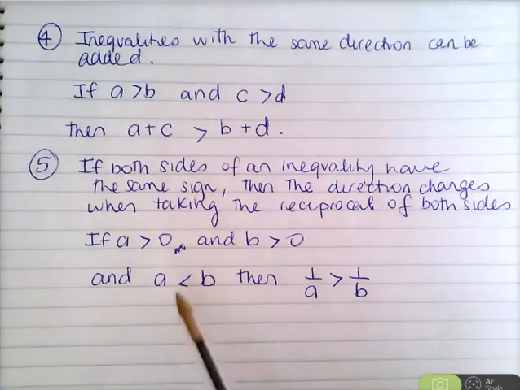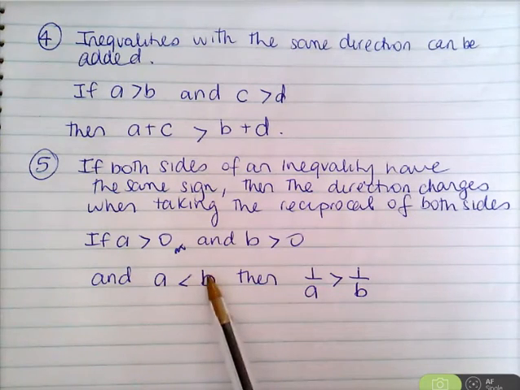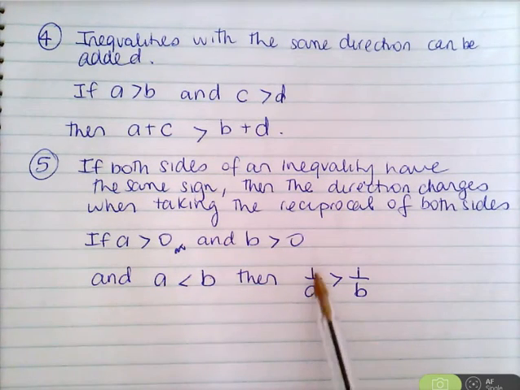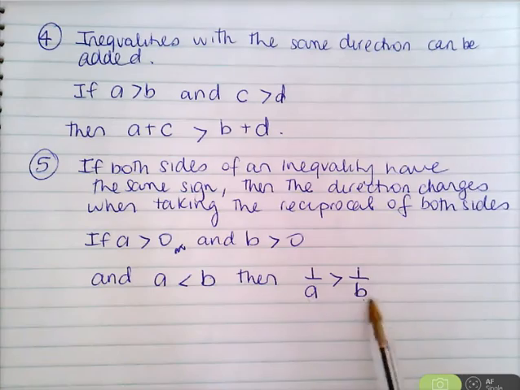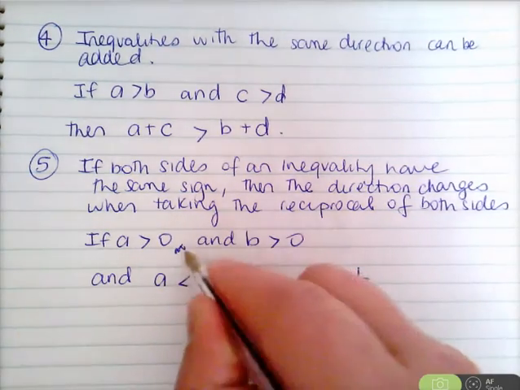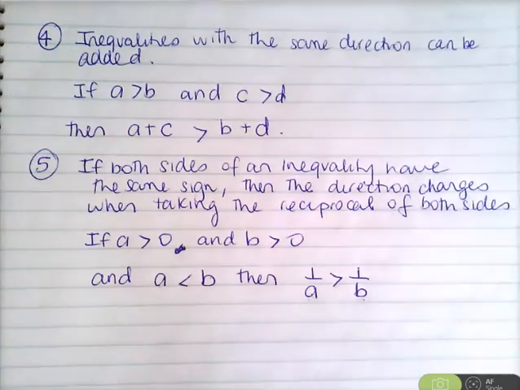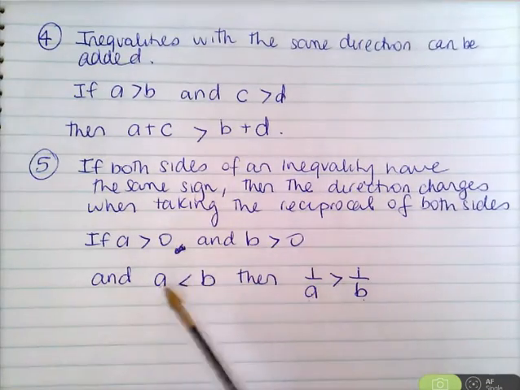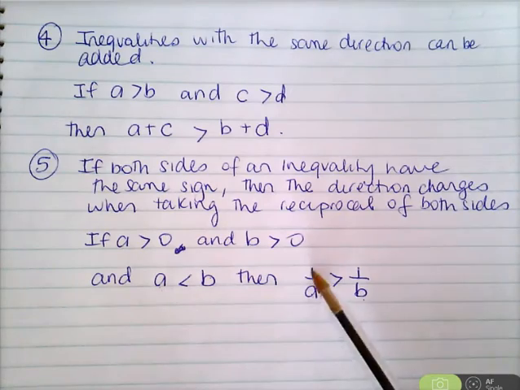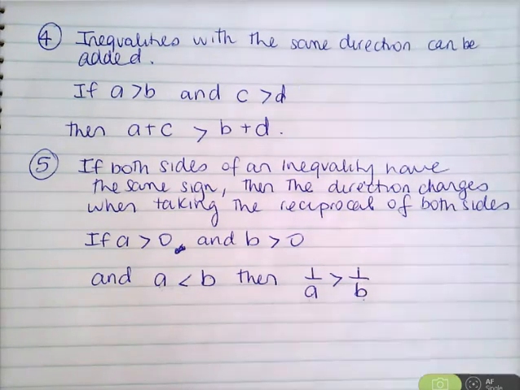An example might be 2 is less than 4, so therefore a half, obviously 1 over 2, is greater than a quarter. So if you just can't remember that one, just try and substitute numbers like 2 and 3 or 2 and 4. 2 is less than 4, so a half obviously is greater than a quarter.